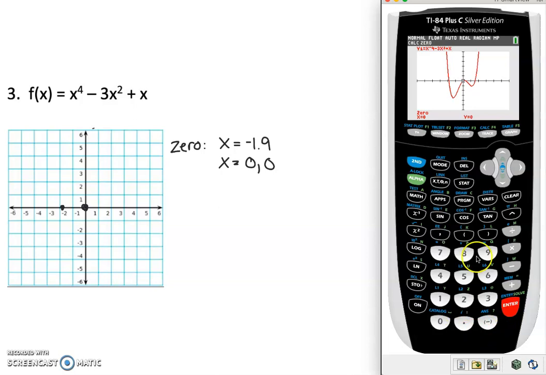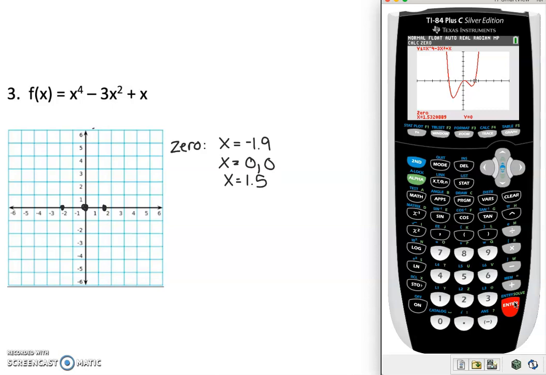And then I have one more, so second trace, option 2, move it close to where it crosses the x-axis. Need to be a little bit below. Enter, move it to the right so it's above. Enter again and guess. And there it is at 1.5. So I have 4 zeros, 1.5 is about here.